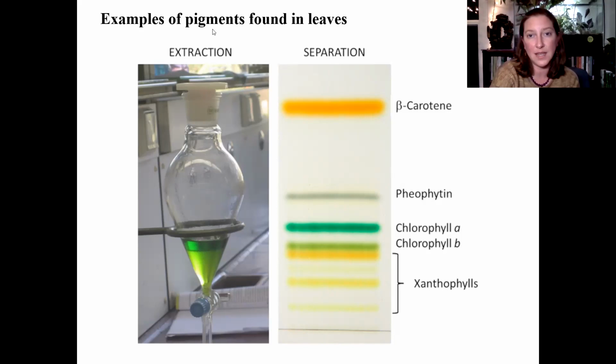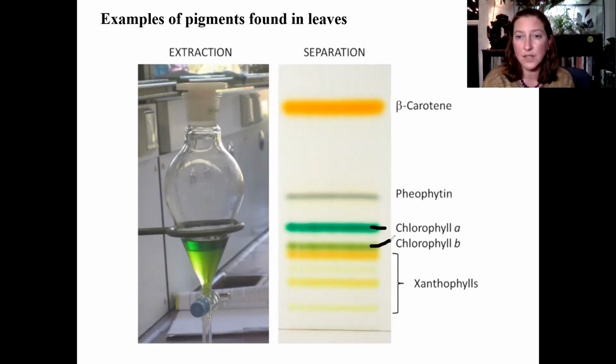So the chlorophyll I said is green, right? So here's chlorophyll A and chlorophyll B, right? Here's chlorophyll A, here's chlorophyll B. Maybe I should switch colors. This is chlorophyll A that's been separated out. This is chlorophyll B that's been separated out. But you can see there's these other pigments as well.